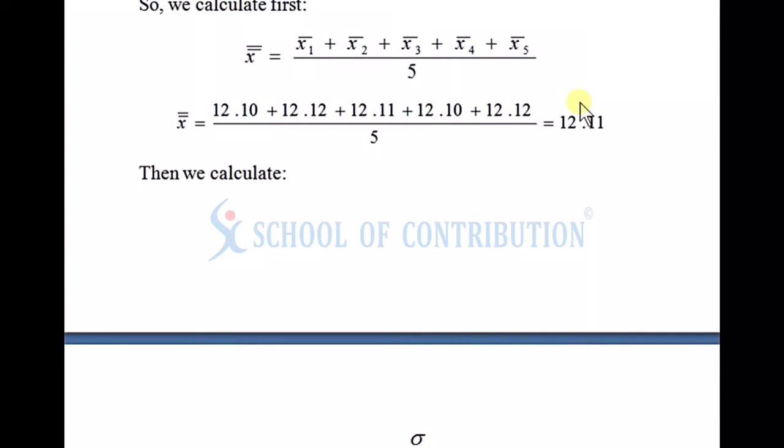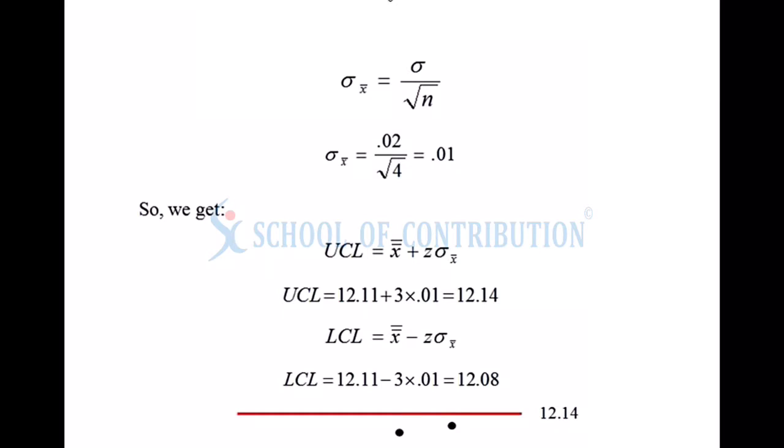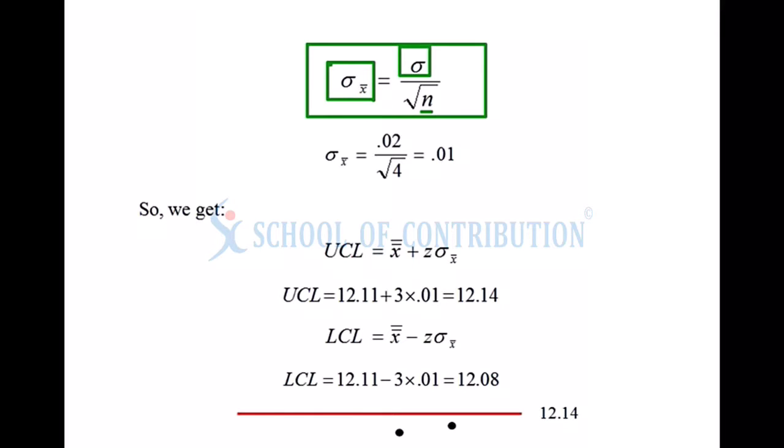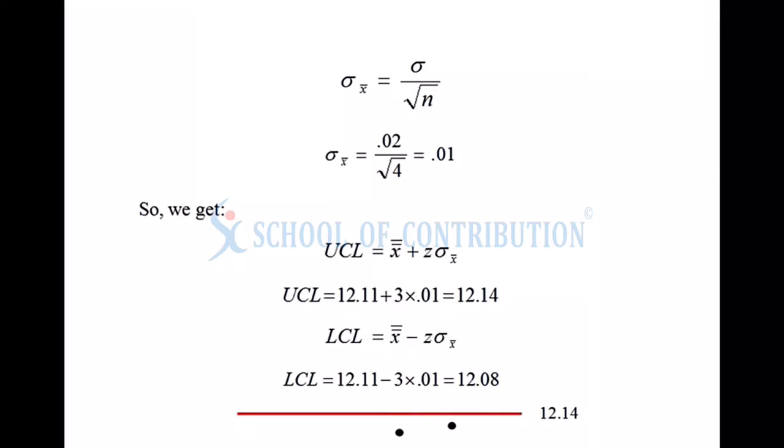Now we calculate the standard deviation of the sample mean. This is the formula for calculating the standard deviation of the sample mean. This is the standard deviation of the process, this is the sample size, value of n, and this is the standard deviation of the sample mean symbol. Okay, now we go on to collect the information.